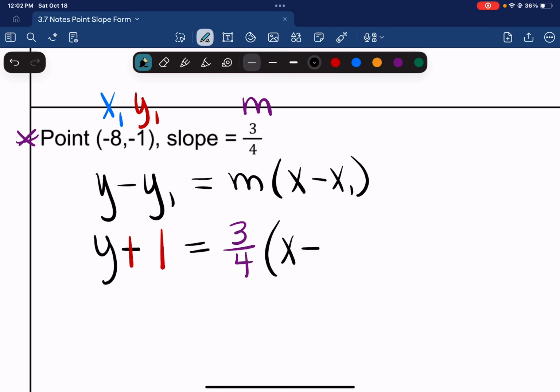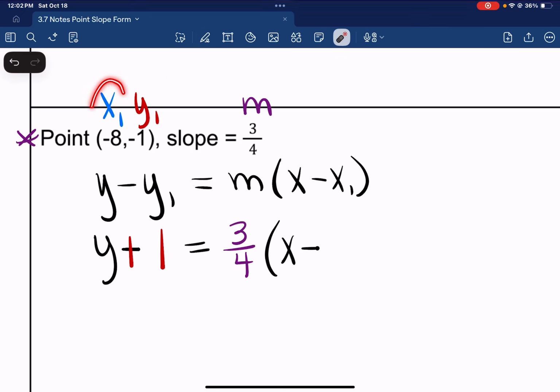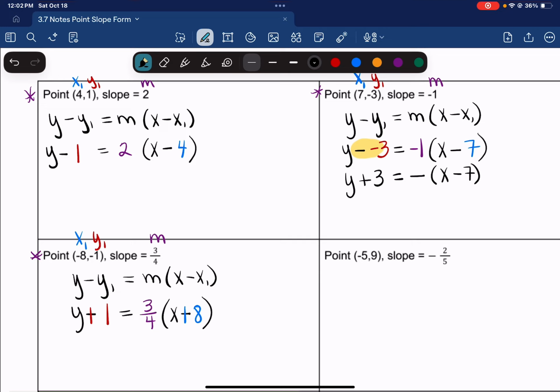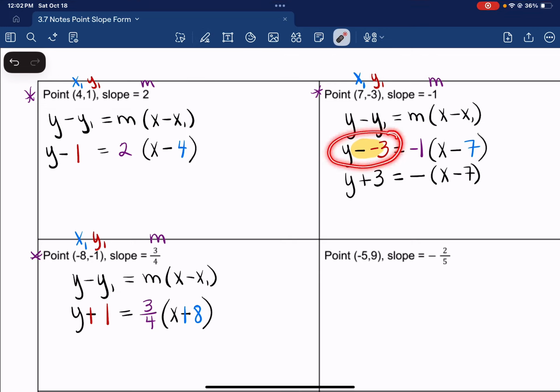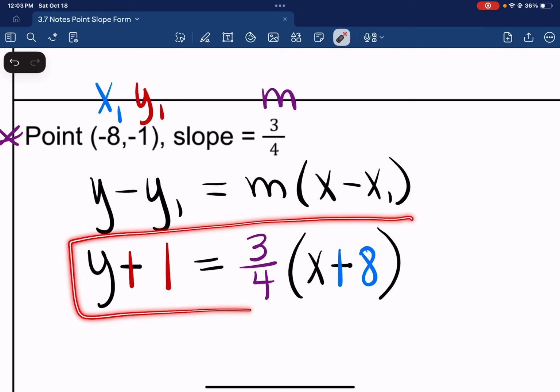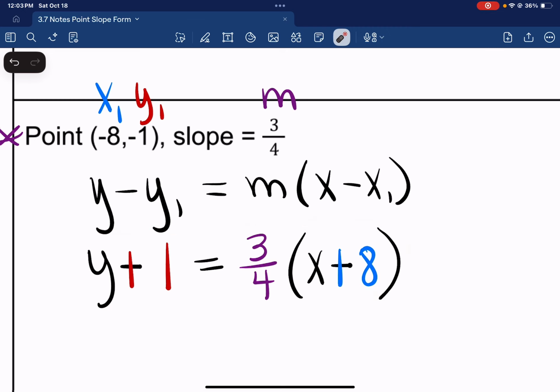times x minus, now let's look at our x1 term. It's a negative 8. So if I'm subtracting a negative 8, that really turns into plus 8. And if you would like to continue to write out your double negatives like we did in the last problem, and then simplify, you're more than welcome to until you get the hang of it. If you feel like you're already ready for that, you can go ahead and change them immediately as you substitute them into your equation. Just be careful. The x1 value and the y1 value will always have the opposite sign once it's been plugged into your equation. And that's it. That's how you write an equation in point-slope form.